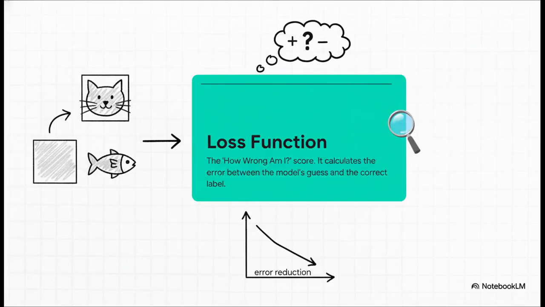So you might be wondering, how does it know how wrong it is? Well, that's the job of something called the loss function. The best way to think about it is like a very strict teacher with a big red pen. It calculates a score for every single guess. If the model is super confident it's a cat but the label says it's a fish, the loss function gives it a really high error score. The model's entire goal in life is to get that score as low as it possibly can.